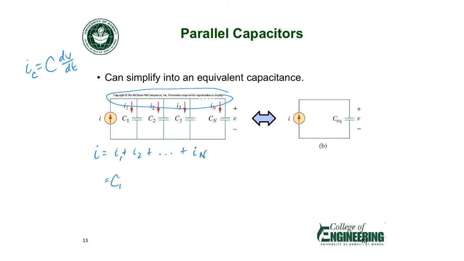I1 is through capacitor C1, so we put C1 there, dV/dt. I2 is through capacitor C2, so we have C2 dV/dt, and it's the same voltage across all these capacitors because they are in parallel. All the way up until the nth capacitor.